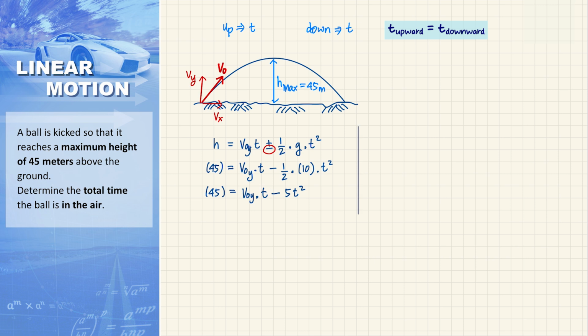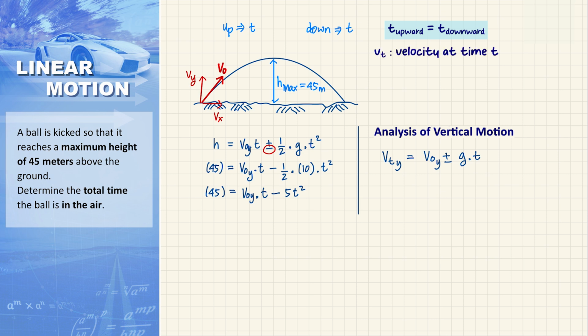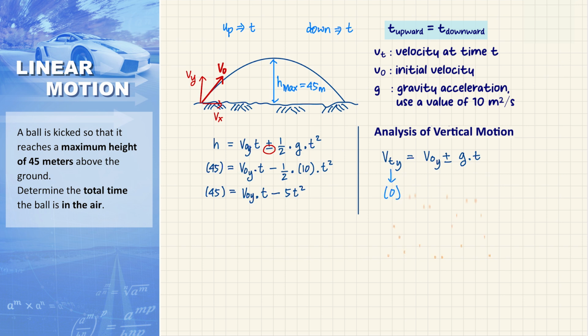We will find the value of v0y by analyzing the object's vertical motion. We remember that, in uniformly accelerated motion, vt equals v0 plus or minus acceleration multiplied by t, where vt is velocity at t, v0 is initial velocity, and a is acceleration or deceleration. At the peak, the velocity vt is equal to 0.